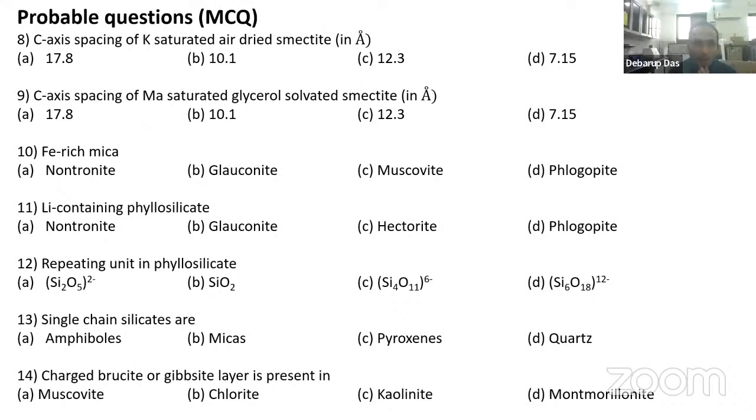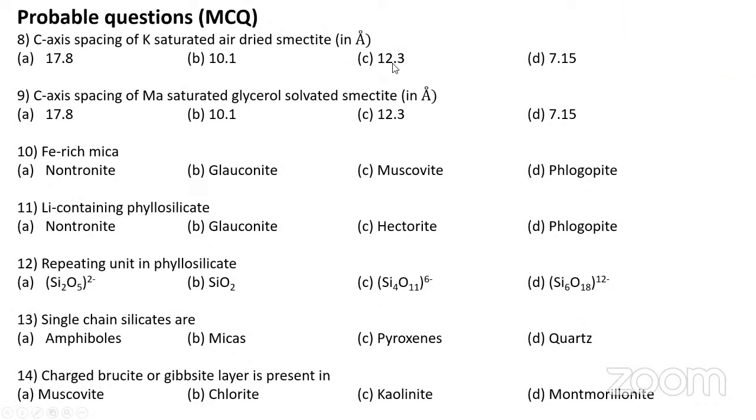C axis spacing of K saturated air dried smectite. Anyone? 17.8? No, that is magnesium saturated glycerol solvated. I just told you that this question came in our SRF exam. This one is 12.3, or maybe in the options you may find 12 or 12.1. Anything near 12, you will tick that.